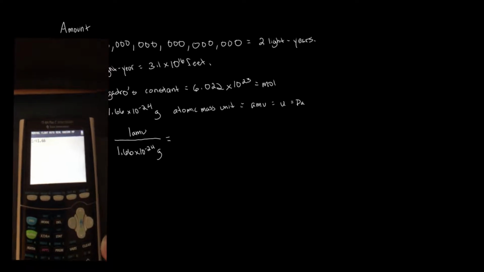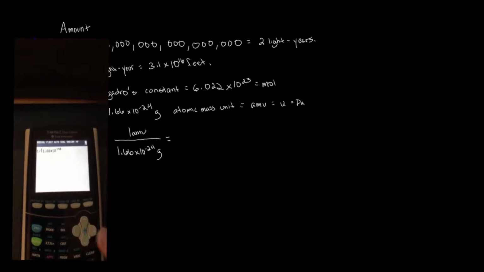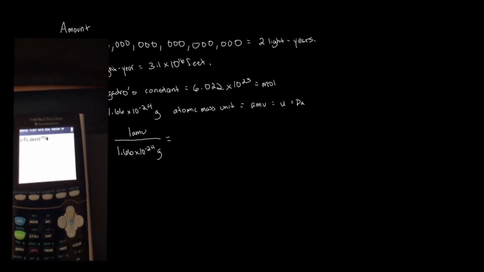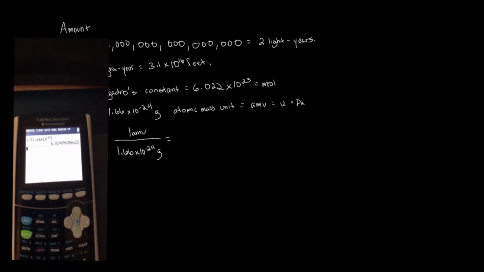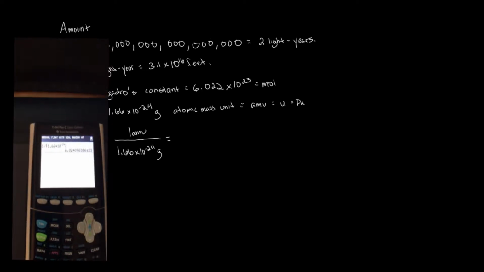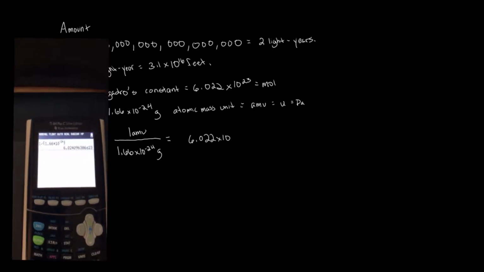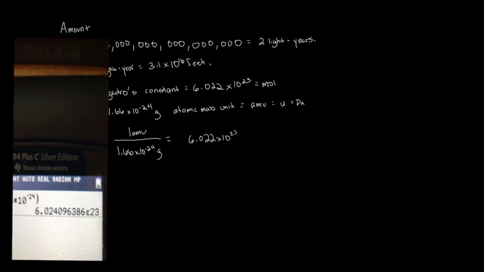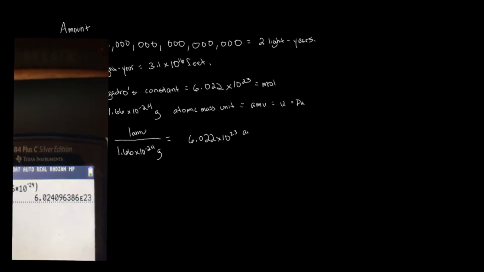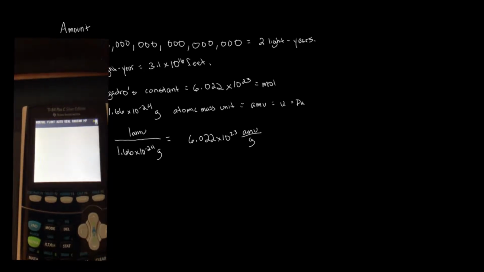So if we take this 1 and we divide it by 1.66 times 10 to the negative 24, you're gonna see we come out to approximately 6.022 times 10 to the 23 AMU per gram. So let's write that out. 6.022 times 10 to the 23 AMU per gram. And this is the numeric value that defines a mole.